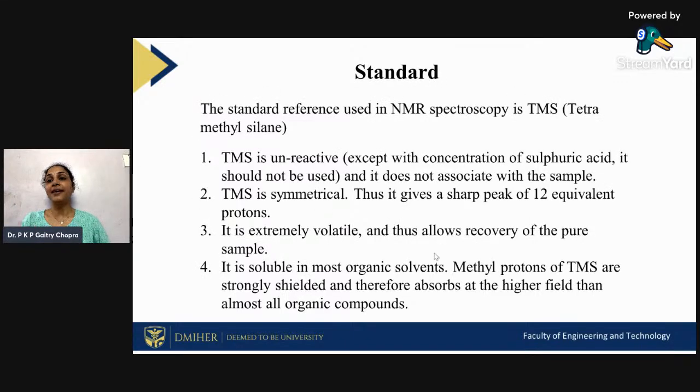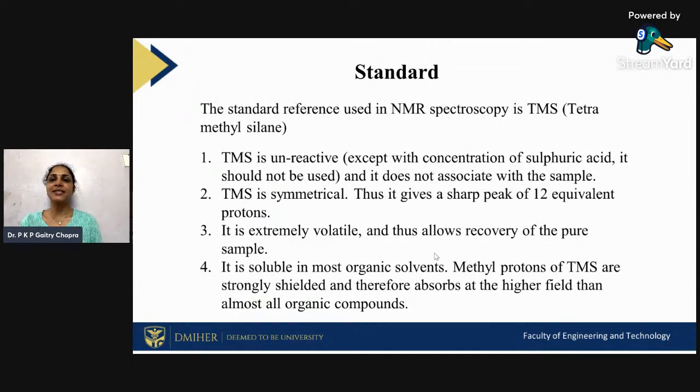So what is the standard that we use? As I've already told, TMS, that is tetramethylsilane, is used as a standard in NMR spectroscopy. There are very important reasons for which we are using TMS as a standard. The very first is that it is very unreactive. That means it does not react with the molecules which we are using for the elucidation of the structure, or the molecules which are under test.